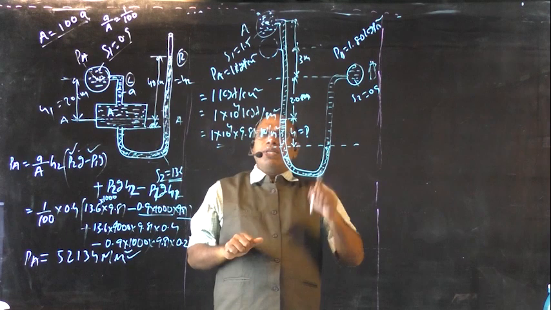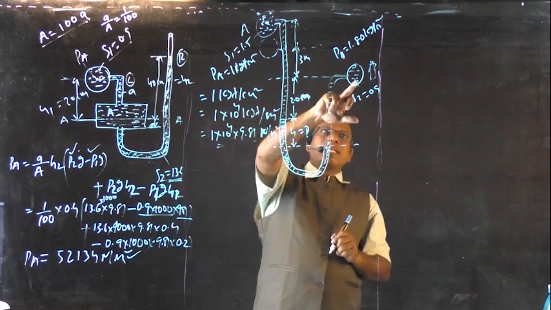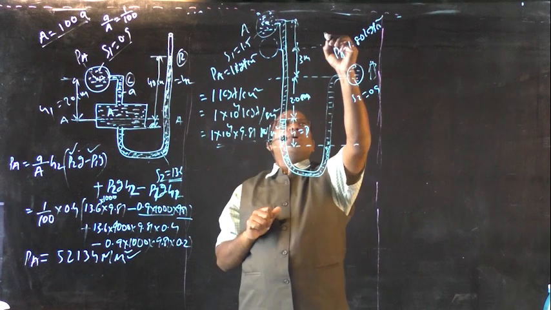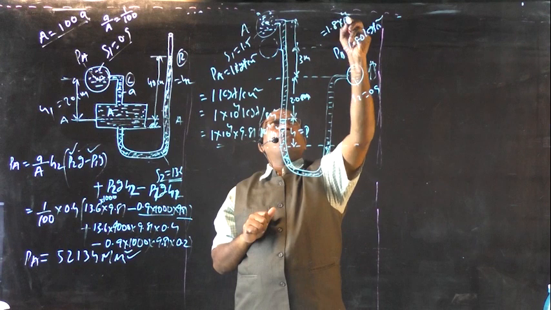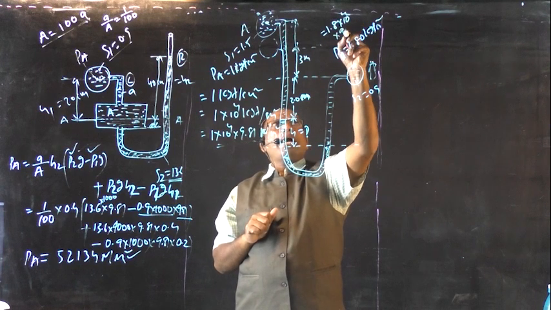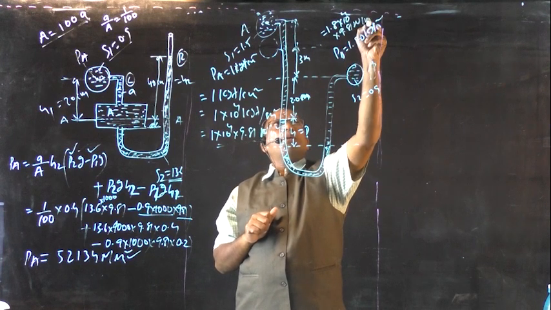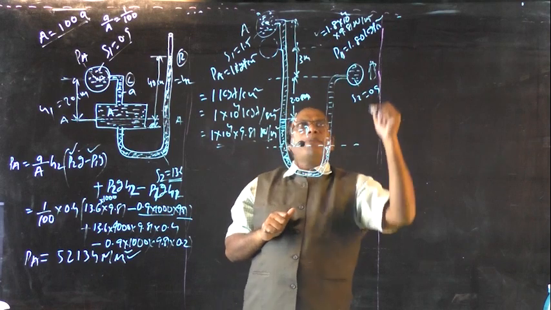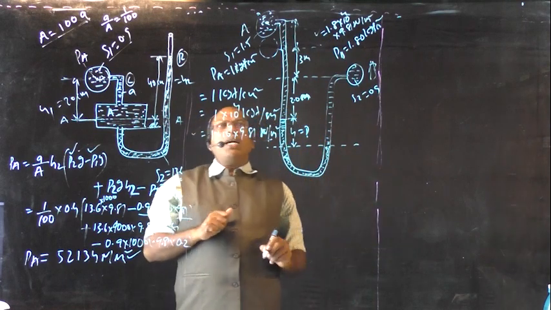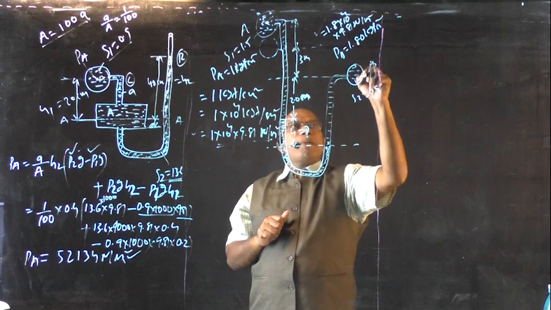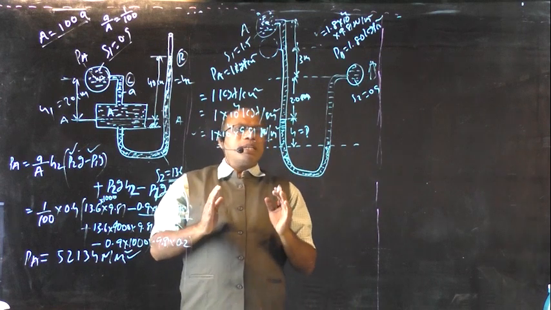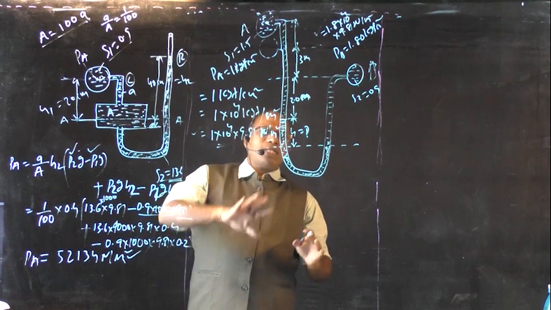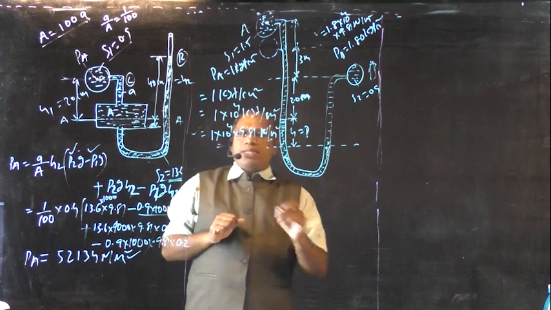Newton per meter square. Like that, the pressure in the pipe B also is 1.8 into 10 power 4 into 9.81 Newton per meter square. This is the pressure in the pipe A. This is the pressure in the pipe B. Now left side pressures must be equal to the right side pressures. Finally we have the H.